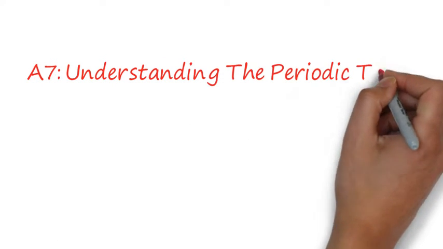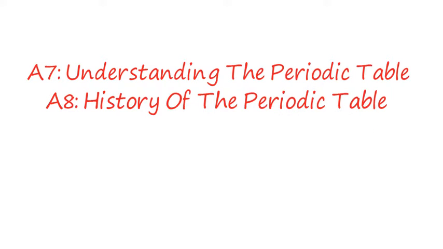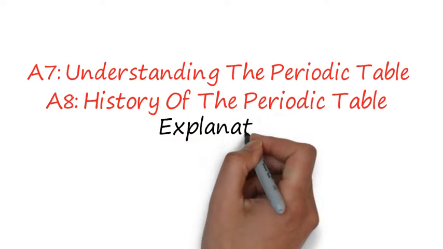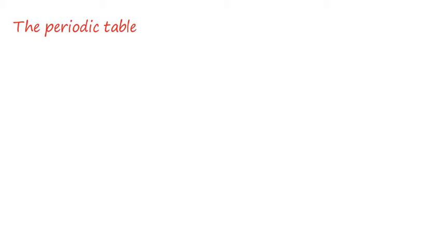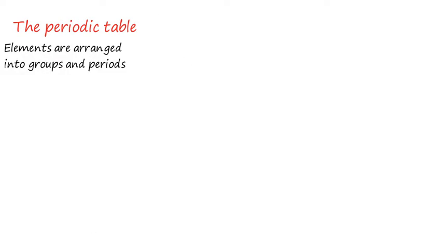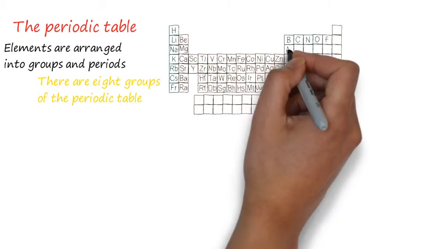We have already looked at how the elements in the periodic table are ordered horizontally by increasing atomic number, or increasing number of protons. Due to this ordering, the elements are arranged into groups and periods. The groups are vertical and the periods are horizontal. There are 8 groups in the periodic table.